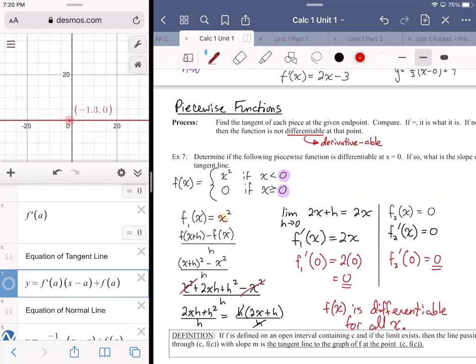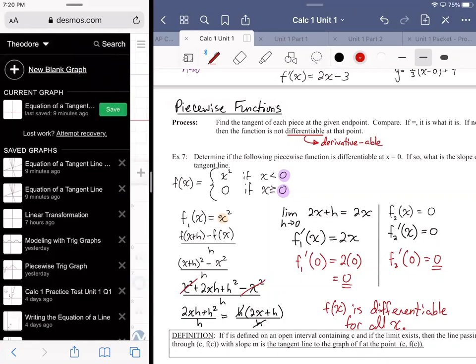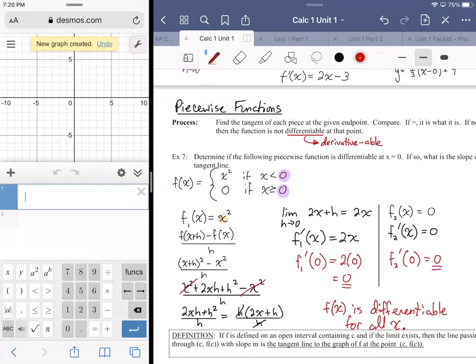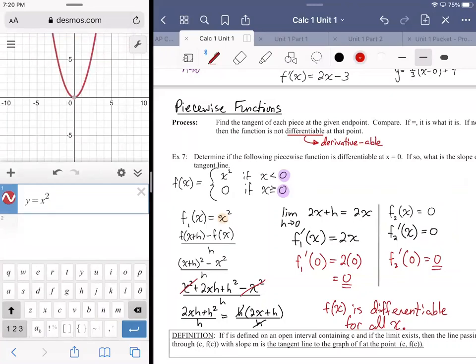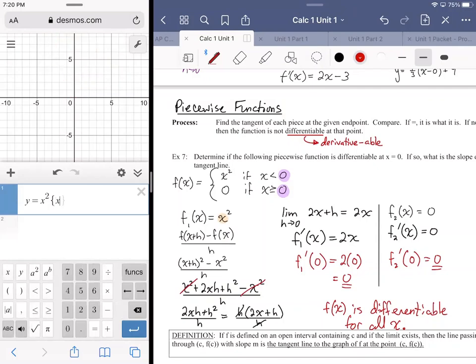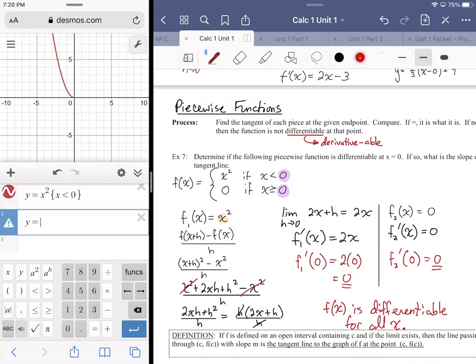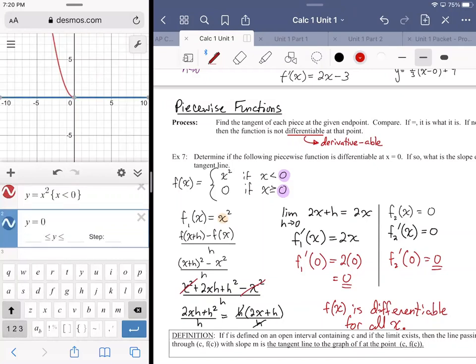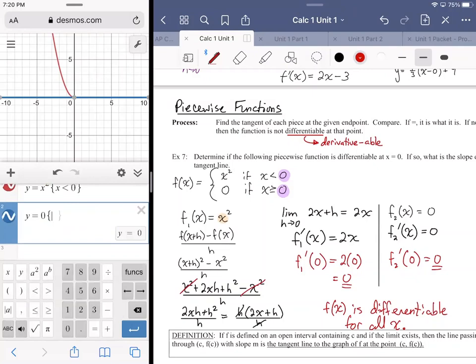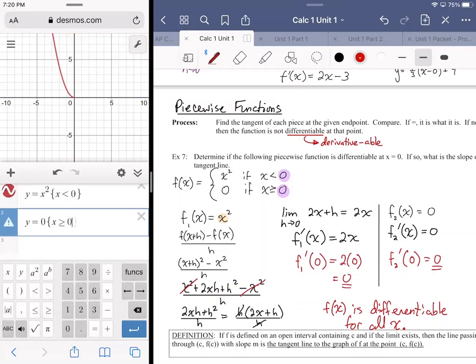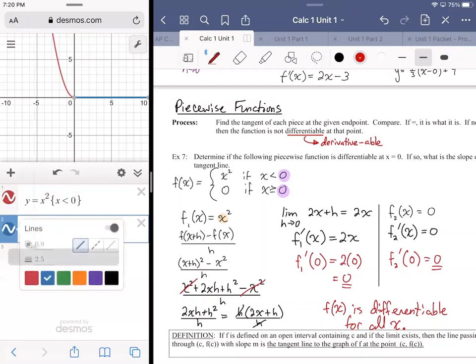All right, so let me show you the sketch. I'll get a fresh new Desmos here. I'll put the original function in. We'll say y equals x squared, only over the appropriate interval, so where x is less than 0. And then y is equal to 0, but only over the appropriate interval where x is more than or equal to 0. We'll make them a little thicker.